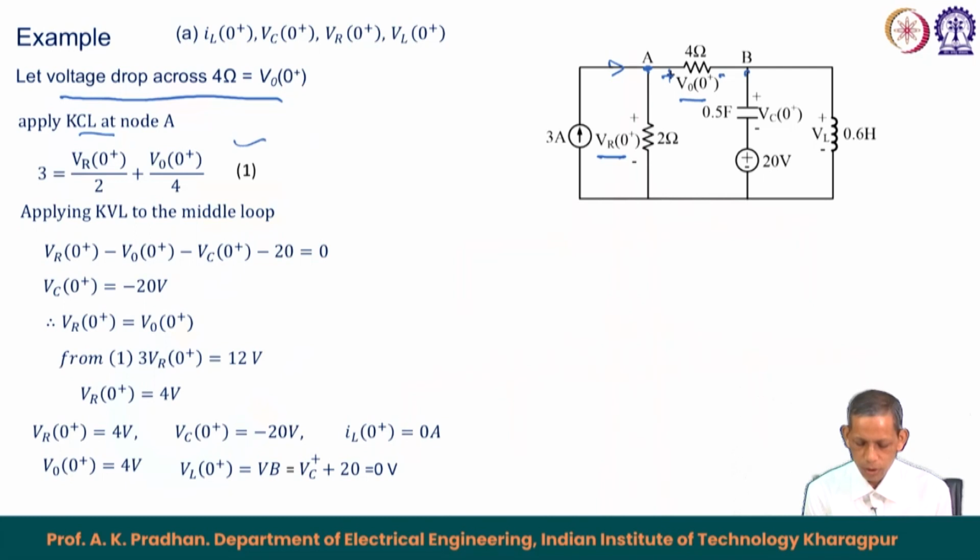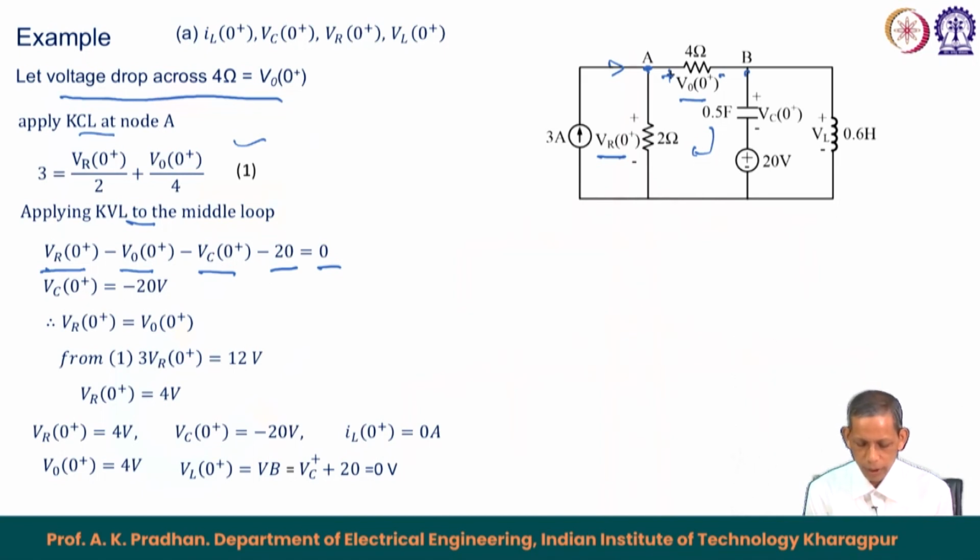So, this becomes equation 1, and if we apply KVL, Kirchhoff's voltage law, to the middle loop, then this becomes V R 0 plus minus V 0 plus minus V C equals minus 20 equals 0.